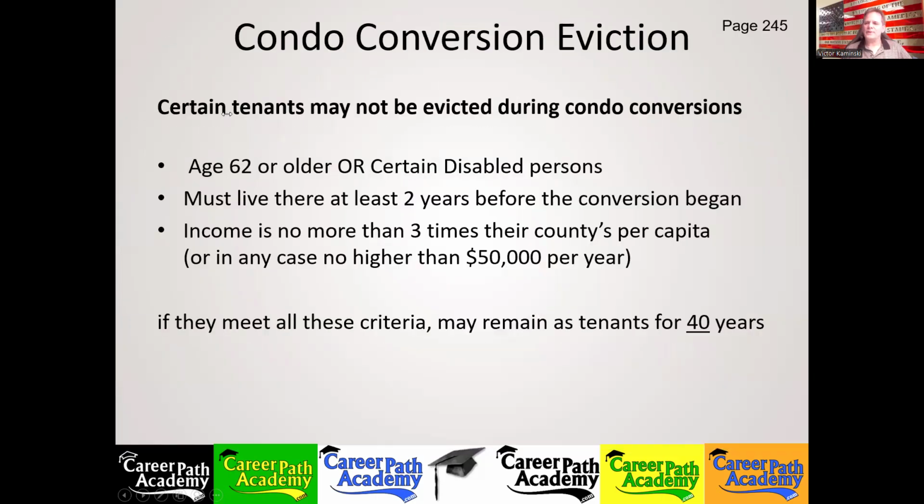So who cannot be evicted from a condominium conversion, where you're converting apartment buildings or multifamily houses to condos? Remember, those people who meet all of these requirements: age 62 and older, or disabled persons that lived there for at least 2 years before the conversion began, and their annual income is no more than $50,000 per year or 3 times their county's average income. If they meet all those criteria, they can remain there as tenants for the next 40 years, and they cannot be evicted just because you want to sell the unit and convert it to a condo.